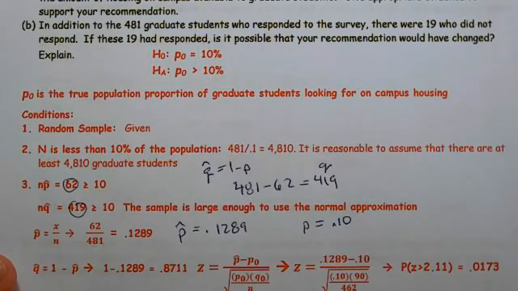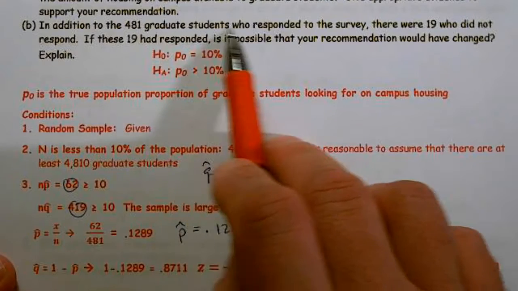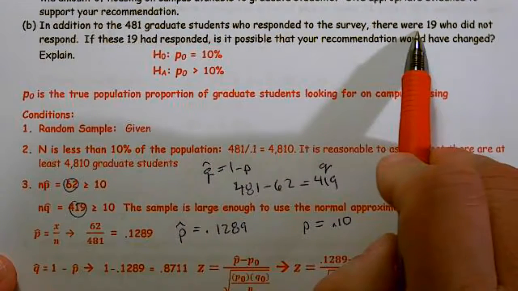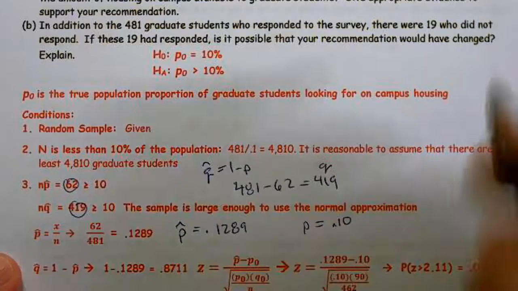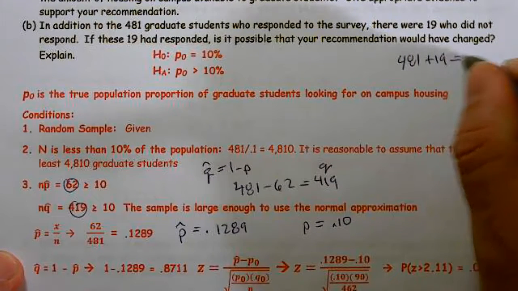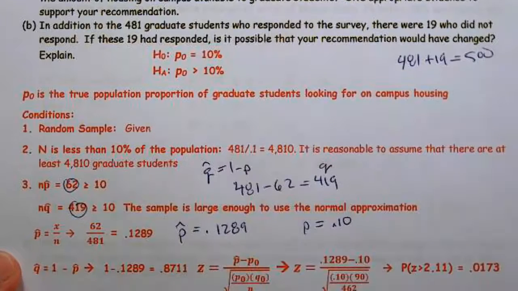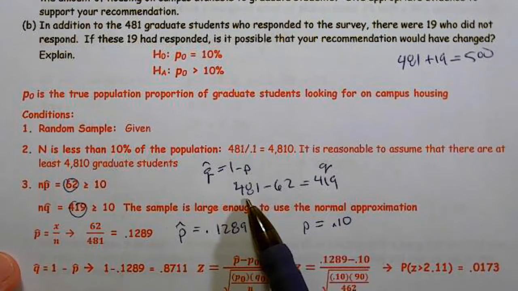Now, when I look at part B, it says, in addition to the 481 students who responded to the survey, 19 didn't. So basically, real quickly, just do some math off to the side. 481 plus 19 equals 500. So the total sample would have been 500 if all of them responded. They didn't, so we needed to use the 481 number.